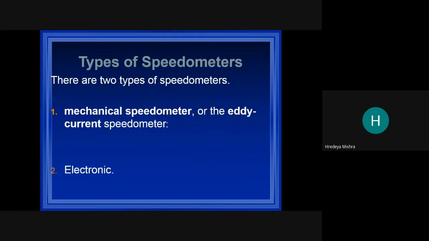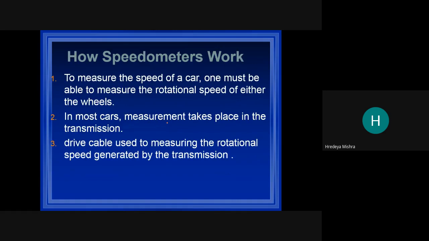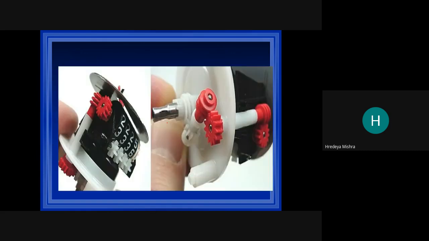There are two types of speedometer: mechanical speedometers, the eddy current speedometer, and the electric current speedometer. To measure the speed of a car, one must be able to measure the rotational speed, either of the wheel or the transmission. In most cars, measurement takes place in the transmission. A drive cable is used to measure the rotational speed generated by the transmission.